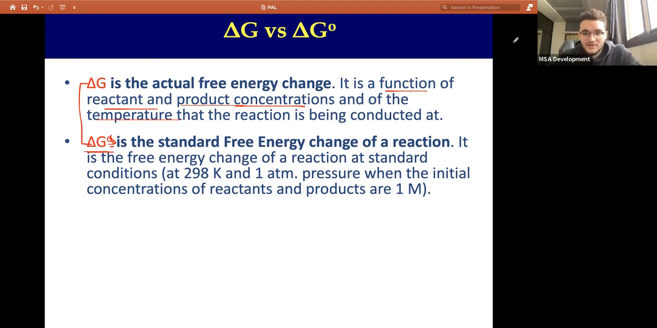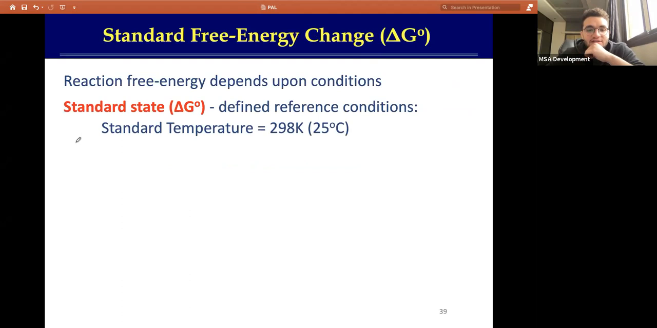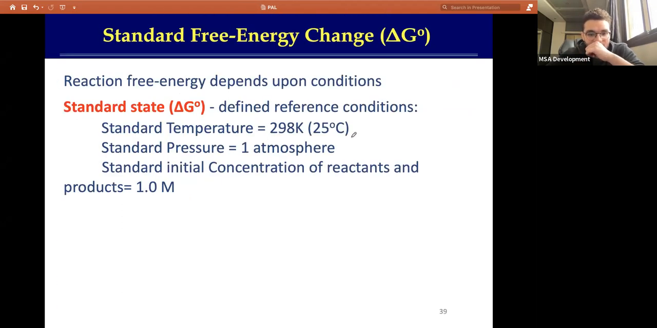All right. So the standard occurs at 298 Kelvin and 1 atmosphere pressure with concentrations of reactants and products of 1 molarity, right? So that's why these have known values, and these do not have known values, and this is why it's the actual one. Okay. So as we said, it is the standard free energy change. Standard temperature is 298 Kelvin or 25 degrees Celsius, standard pressure is 1 atmosphere, and the initial concentration of reactants and products is 1 molarity. So these are the defined reference conditions.